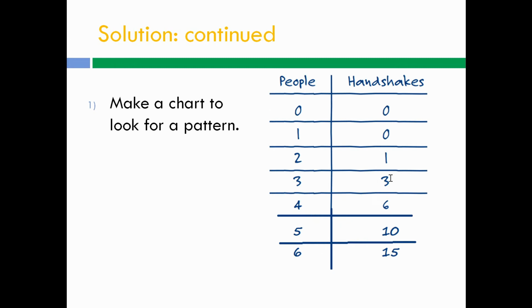Let's do this logically. If we don't have any person in the meeting, then no handshake will happen. And if you have one person, that person is not going to shake hands with himself or herself. If you have two people, then there will be one handshake. If you have three people, you will have three handshakes, and so on. Once you have your table, you can start taking differences.